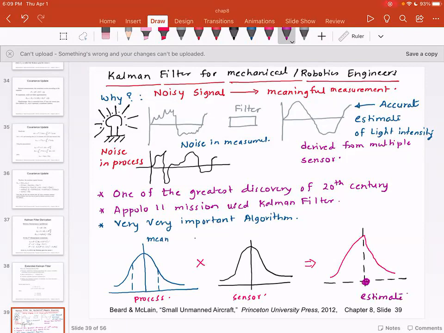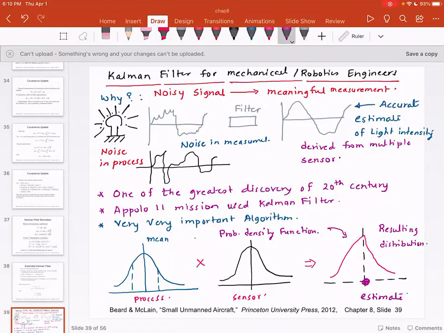That is all Kalman filter is doing. A linear Kalman filter takes the noise in the process and the noise in the sensor, multiplies their probability density functions, I will call this P, probability density functions or distributions, and finally finds the resultant and gives us an output that is around the mean of the resultant distribution. So this is the resulting distribution.